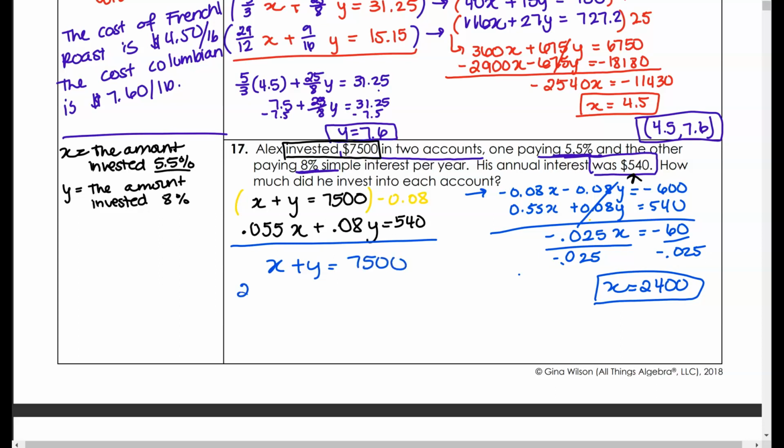So if x equals 2,400, we come back over here because we know that x plus y equals 7,500. So if x is the 2,400 plus y, I'm just going to subtract the 2,400 from both sides. So we end up with y equals 5,100.